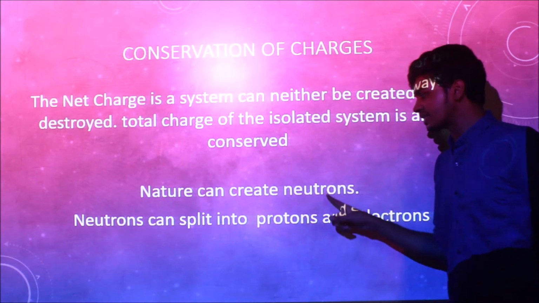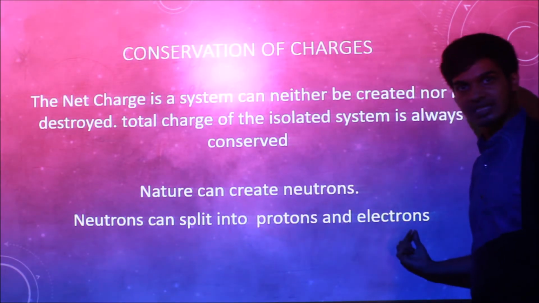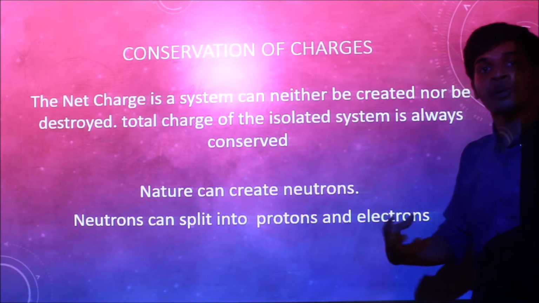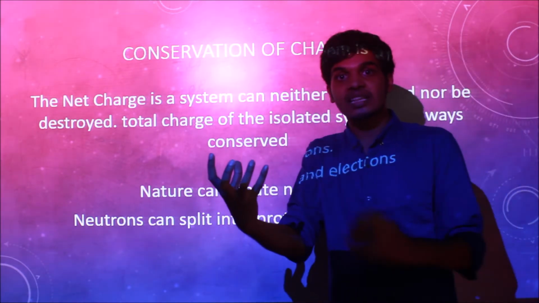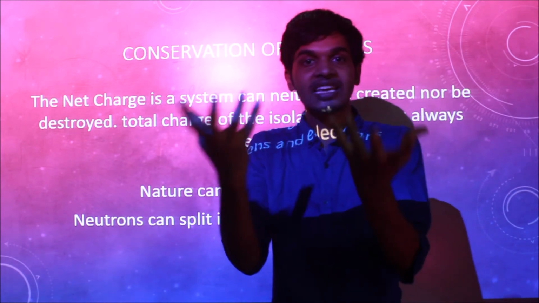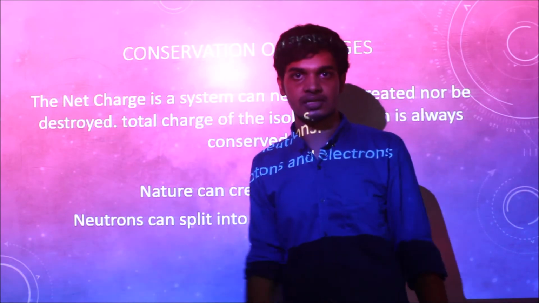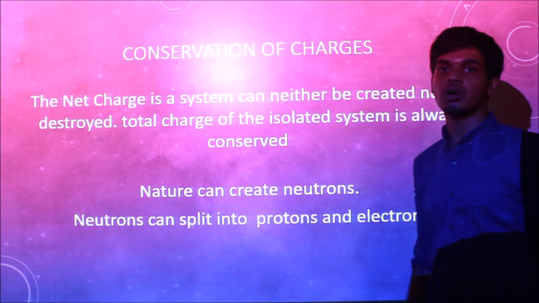Even though nature is creating neutrons that have the capacity to split into protons and electrons, the number of protons released and the number of electrons released is the same. Therefore, they cancel each other's effect and the net charge remains constant. That is what the law is talking about.